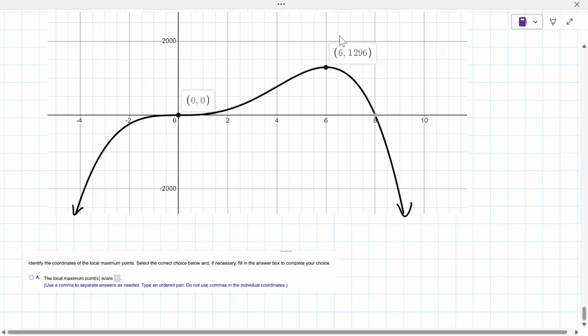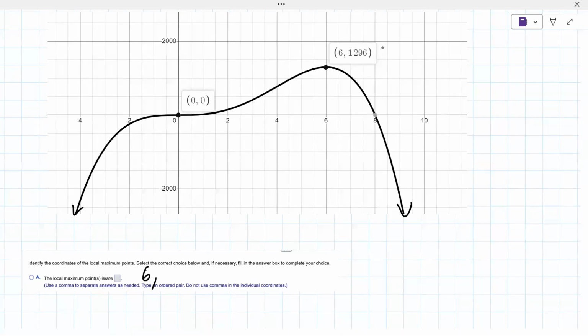All right, so I guess I would go with 6 comma 1,296 like that.